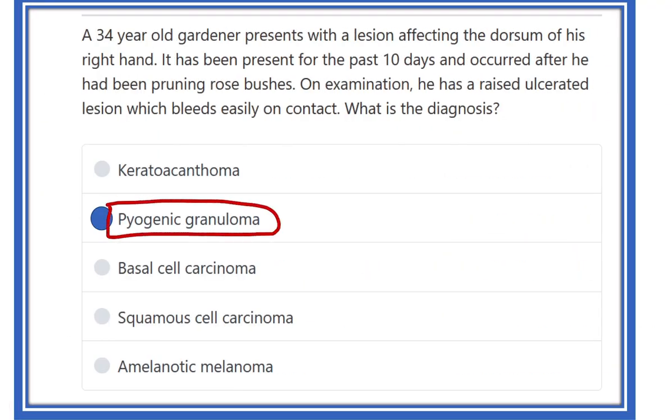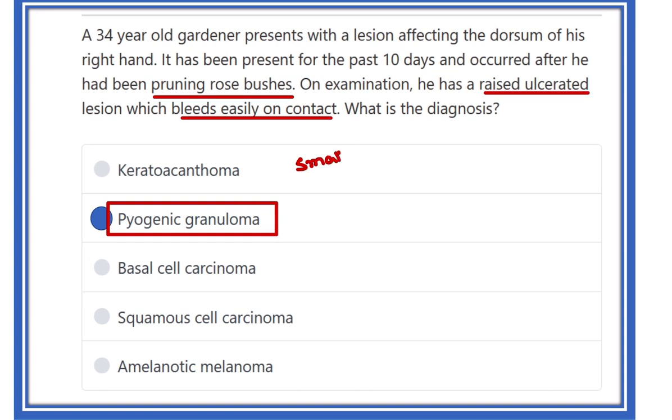It is very important that pyogenic granuloma occurs when there is a history of trauma by any type of small tree, and it is a minor trauma. Second, there is a raised ulcerated mass, and third, it bleeds easily on contact. So we should remember these 3 points for pyogenic granuloma. With these 3 points, it will be very easy for us to diagnose pyogenic granuloma.